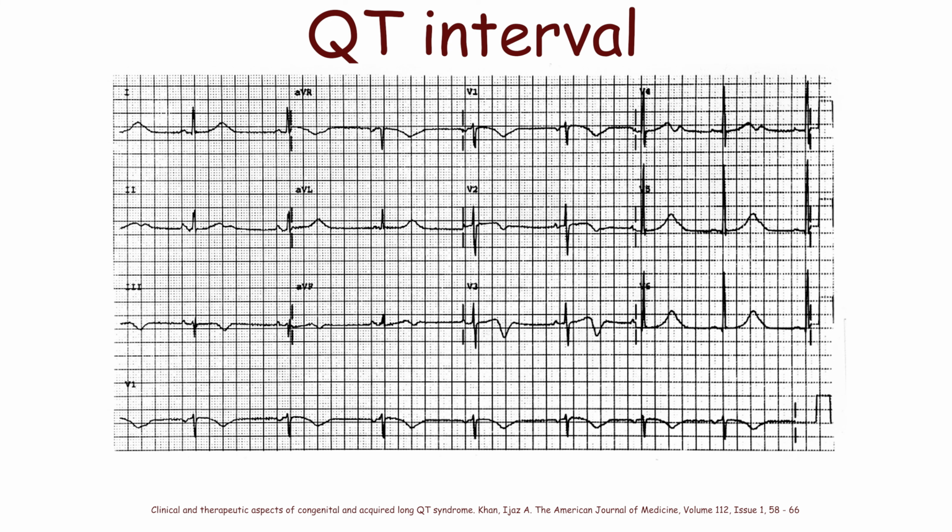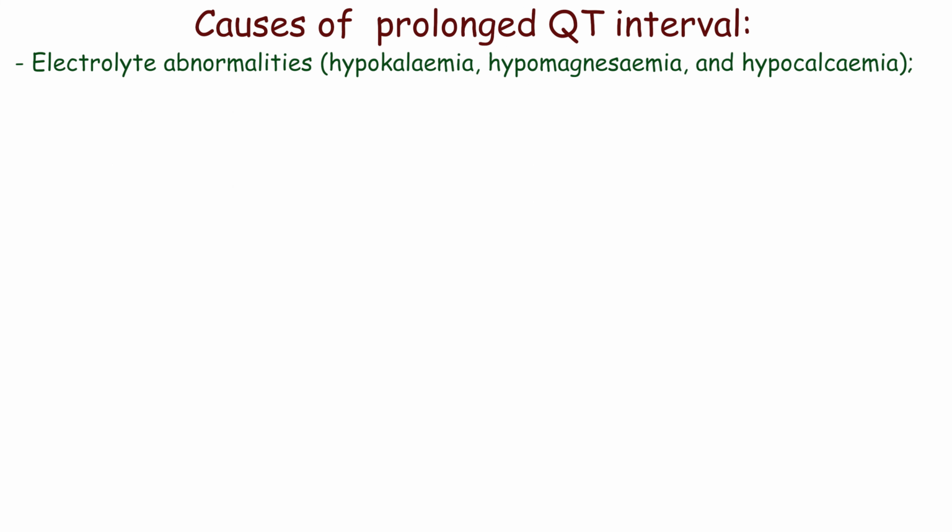A prolonged QTc interval is of great clinical significance. Congenital long QT syndrome is a rare inherited disease caused by genetic abnormalities. Electrolyte abnormalities such as hypokalemia, hypomagnesemia, and hypocalcemia may cause prolongation of the QT interval. Many medications may cause QT interval prolongation.